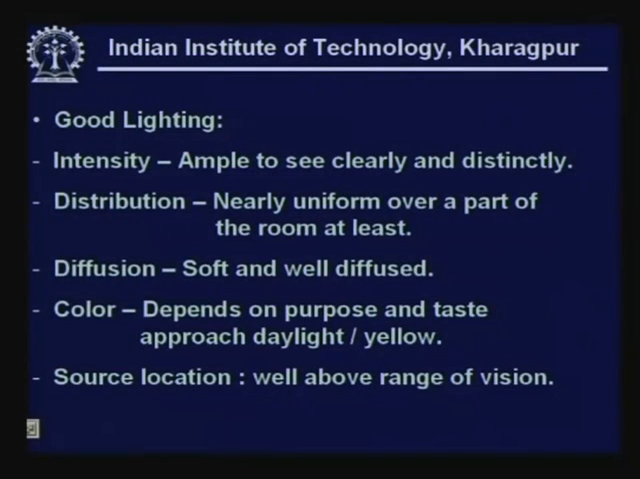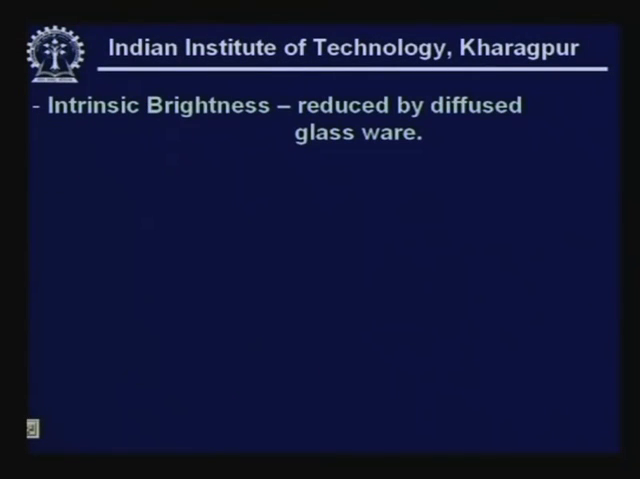And we said glare is one of the common mistakes. And how does it occur? It occurs by virtue of the presence of a bright source of light in the line of vision. Therefore, preferably the lamps are to be located well above the range of vision. So, these are the factors which constitute good lighting. One has to keep these in mind.